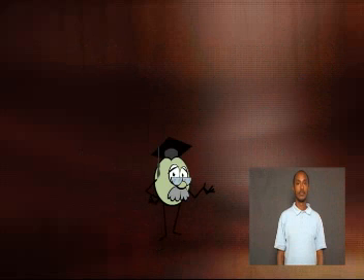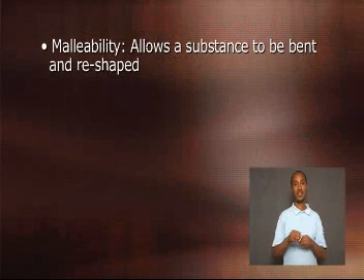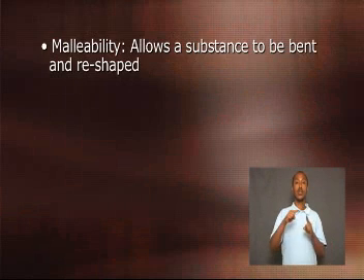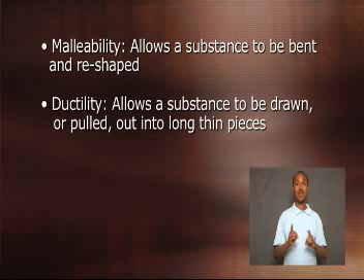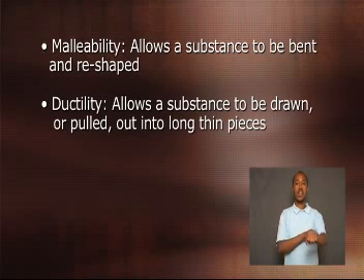Time's up. Let's get back to our lesson. Hello again, students. I am sure you had no trouble with this activity. Malleability allows a substance, such as metal, to be bent and reshaped. The ductility of a substance is what allows it to be drawn or pulled out into long, thin pieces, such as wires.